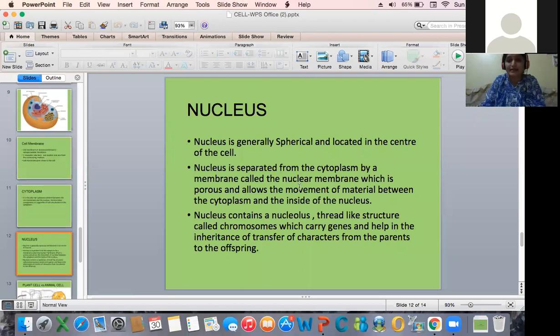Inside the nuclear membrane, again there is a dark body called the nucleolus. Inside the nucleus we can find thin thread-like structures, which are called chromosomes. Have you heard about this term, chromosomes? Chromosomes are very, very important for transferring characteristics from the parents to the offspring, because chromosomes contain genes. Genes are very, very important.